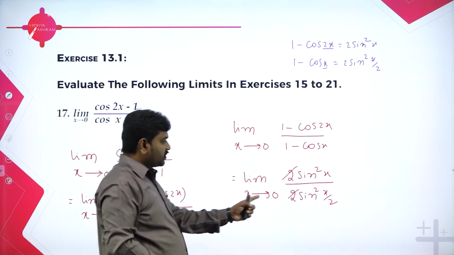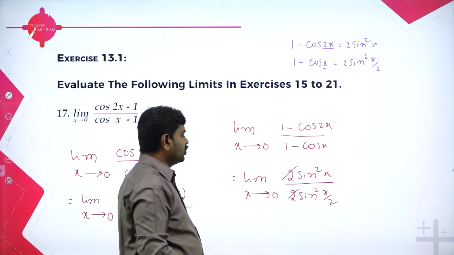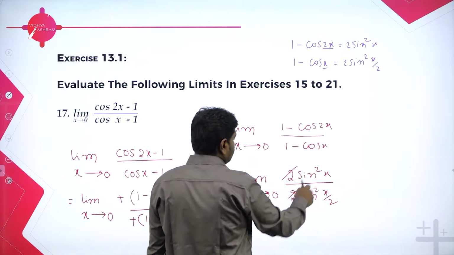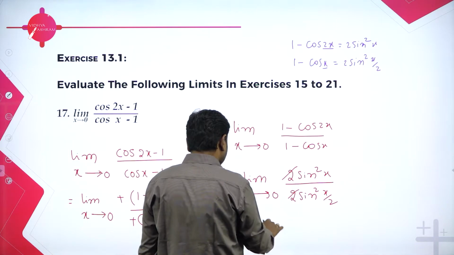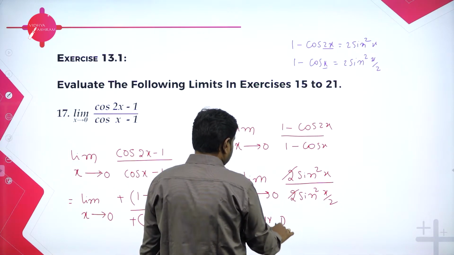Here again in the place of x if you put 0, it will become 0 by 0. So that's why, here I can see square. So divide numerator and denominator by x square.